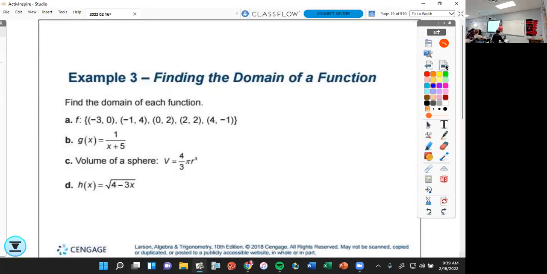Oh, it's just 2, 4. Okay, they have to be listed specifically, don't they? Yeah. You can't say it's everything from -3 to 4, can you? Because you see a 3.5 up there? Okay, so the domain, -3, -1, 0, 2, and 4. Part B. What's the domain?